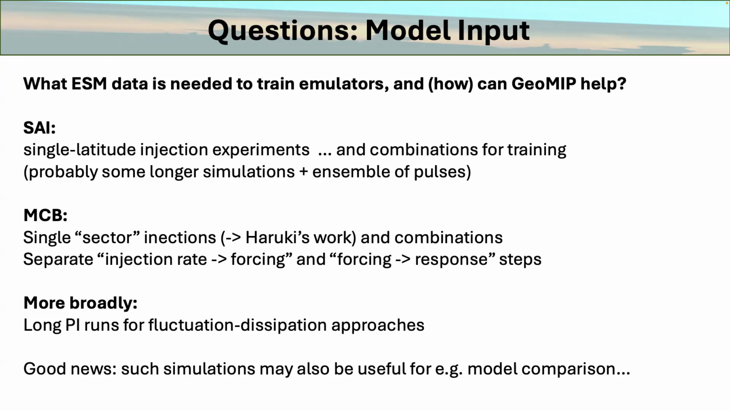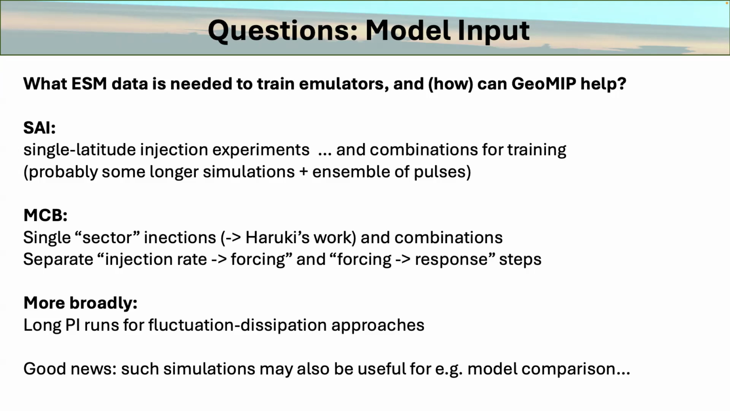For marine cloud brightening, probably something along the lines of Haruki's work would be the most useful starting point. We also briefly discussed that maybe one should separate the steps: how much to inject to generate how much forcing, and how the climate will respond to the forcing. You could, of course, build an emulator that assumes a certain amount of forcing as given and computes the climate response. That is probably easier than the very uncertain part, how much injection rate gives how much forcing.